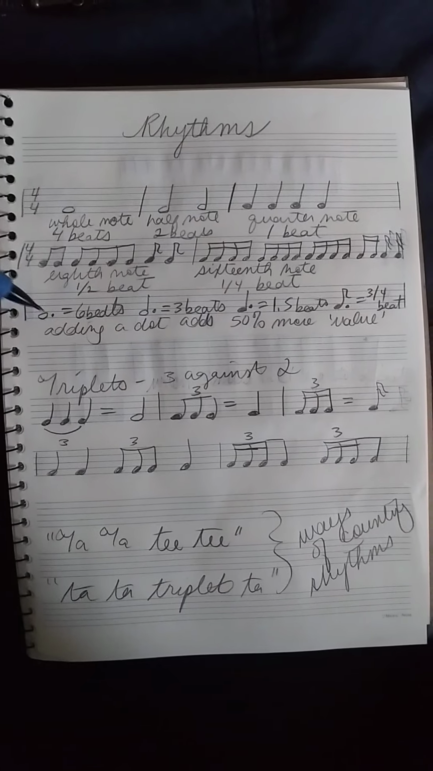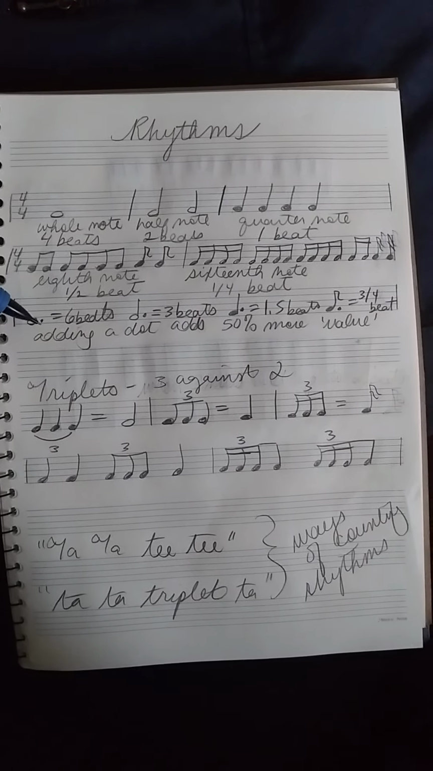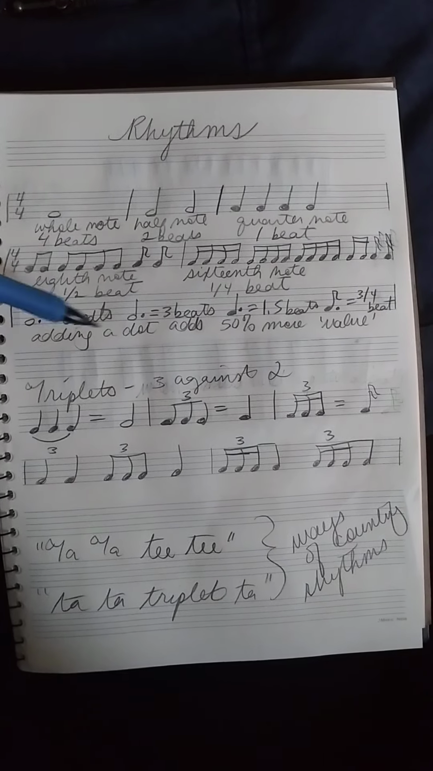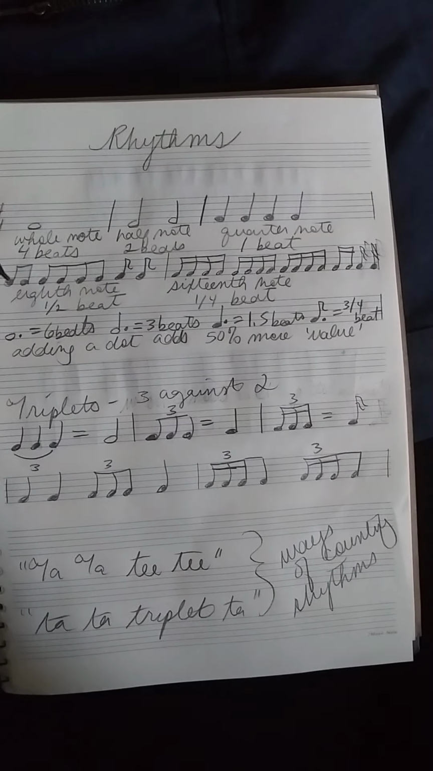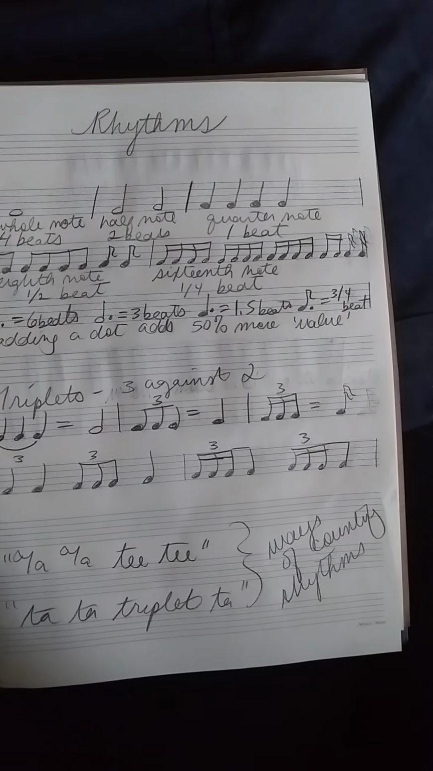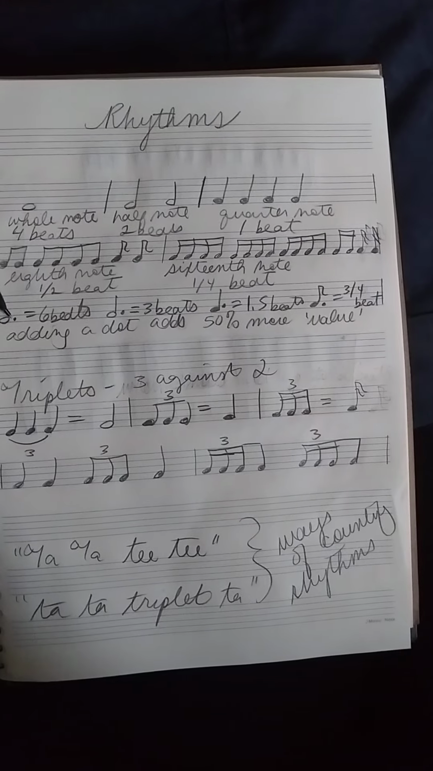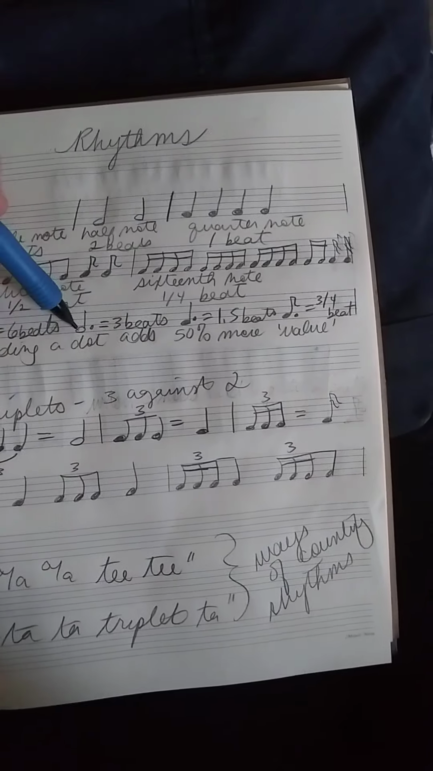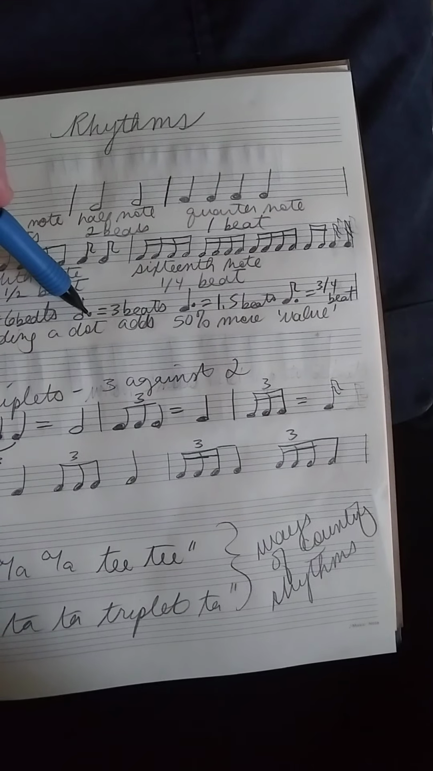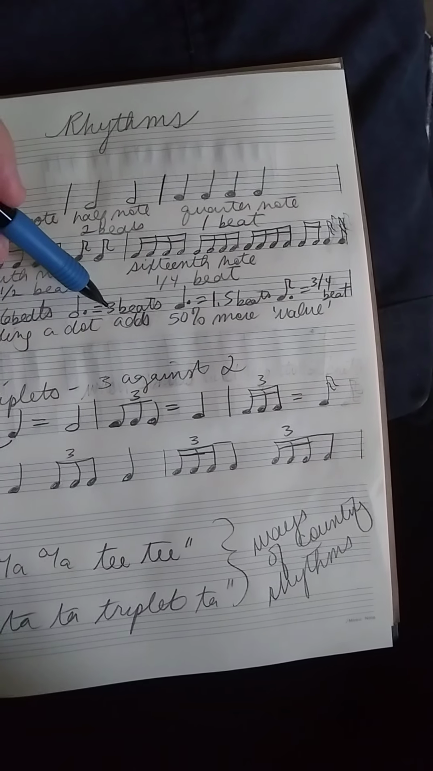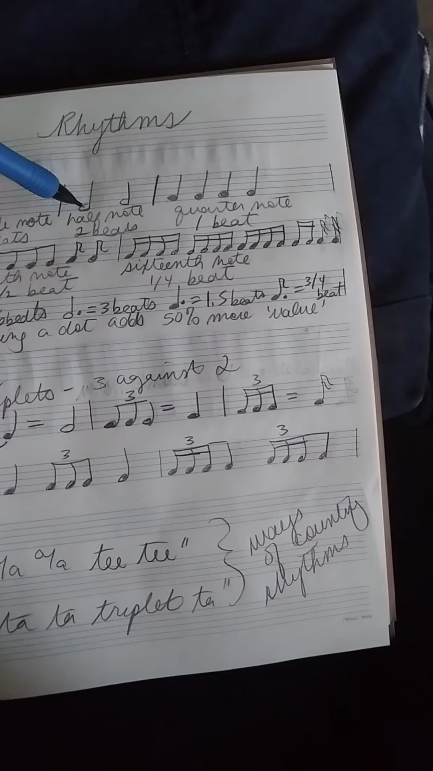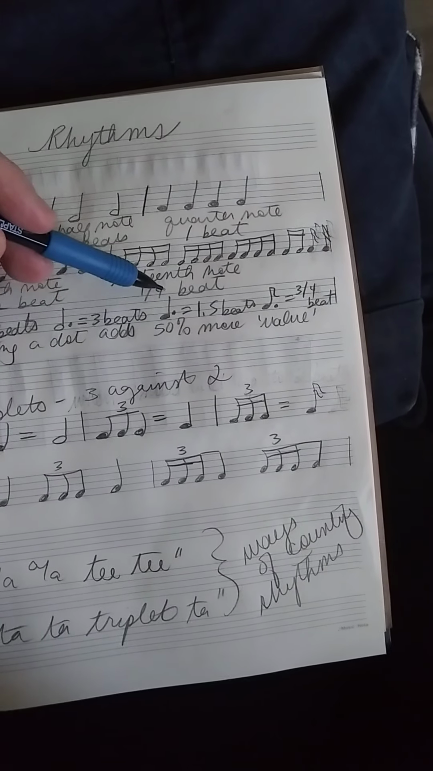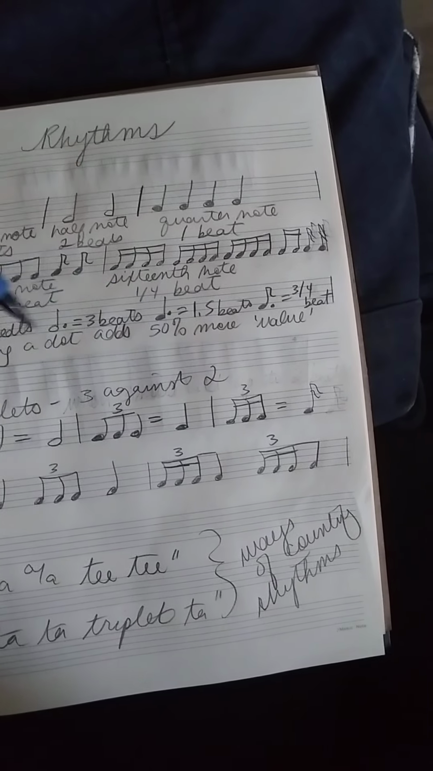see a dot on a note. A dot on a note adds 50% more value. So if a whole note by itself would be worth 4 beats, a whole note with a dot has 6 beats. A half note, dotted half note, is going to be worth 3 beats as opposed to its usual 2. A dotted quarter note will be worth 1.5 beats.